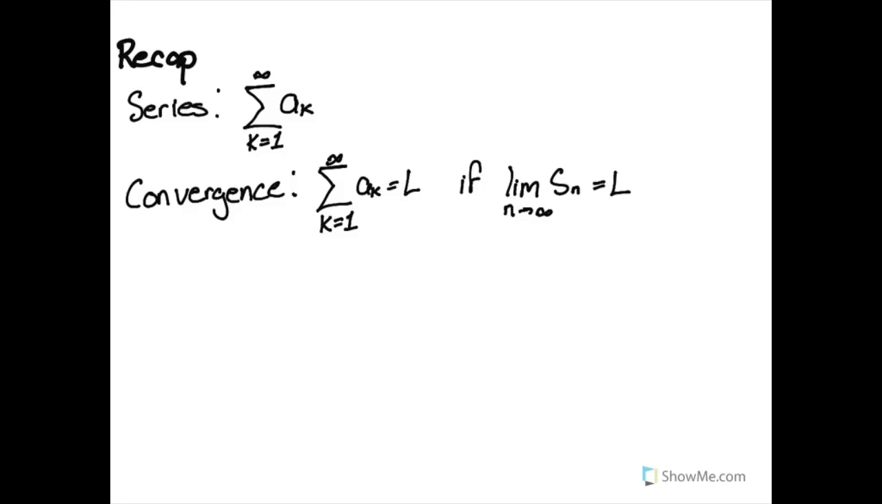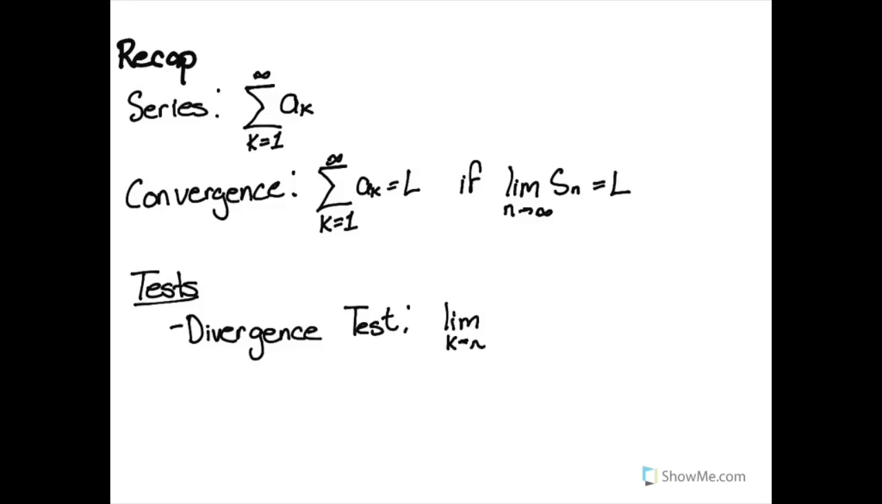Now, instead of using the definition of convergence every time to determine if a series converges or diverges, we instead learned about a few tests that we can do. And the first of those tests was the divergence test. What the divergence test said was if the limit as k goes to infinity of ak does not equal 0, or it doesn't exist, then the series, the sum from k equals 1 to infinity of ak, diverges.